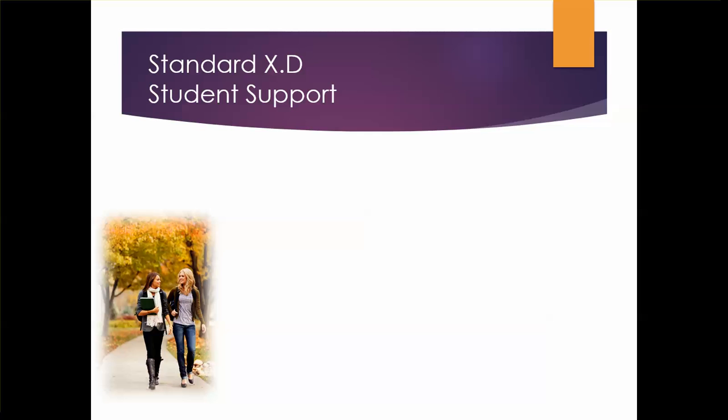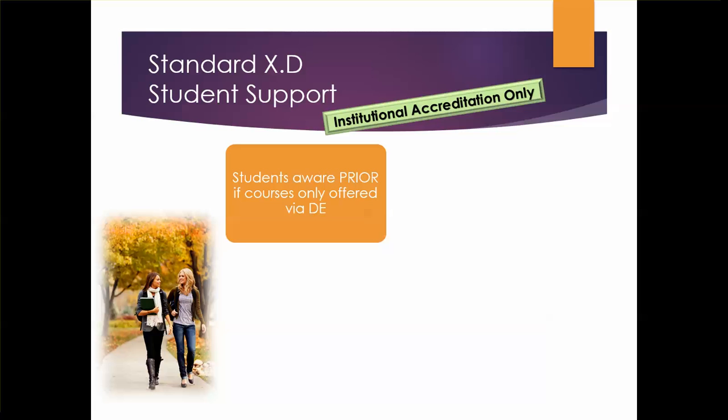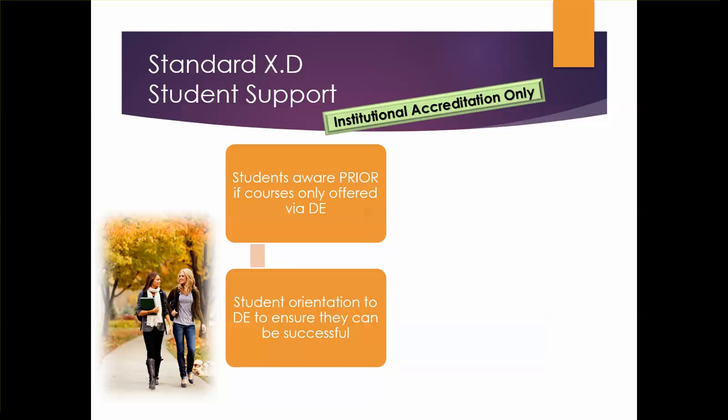Section D, student support. This is often already looked at on the institutional level. So for those of you that are programmatic accreditation, this does not apply to you, but for those institutions offering distance ed, we will look at these as well. So this is an institutional accreditation only. If you offer distance education, especially if it's required, that it's only offered in that way, the students must be made aware of this prior to enrolling in your program. So if they have to take a course via distance ed, they need to know that ahead of time. It should be clearly published in your catalogs, your brochures, and the like.